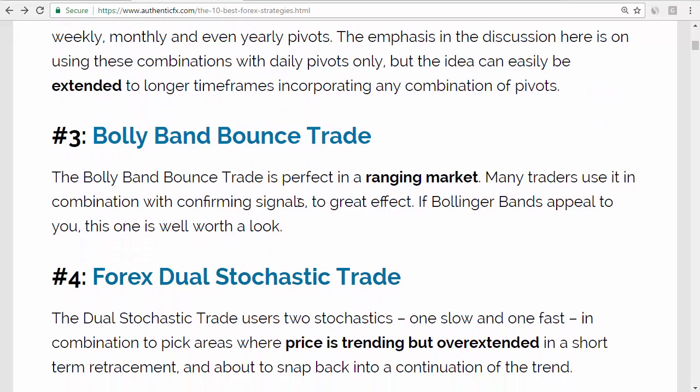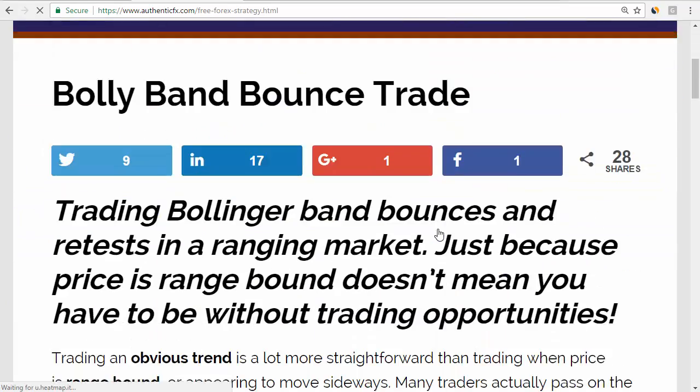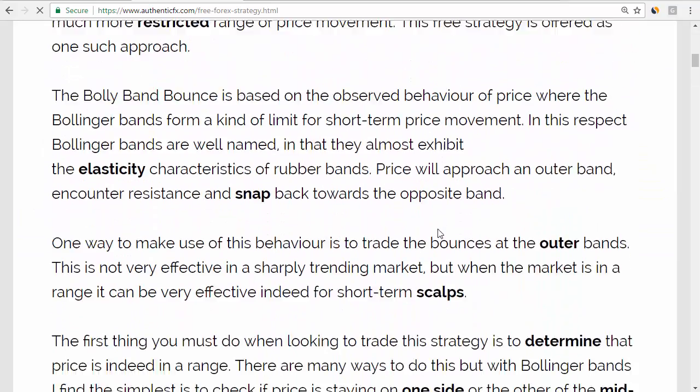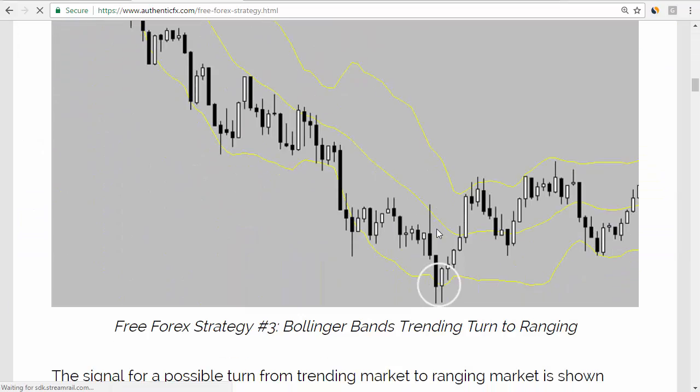Let's have a look here. Bolly band bounce trade. So let's have a look at that one. If we scroll through here, I won't go through all the details, but the long and the short of it is, you can see here, right? The Bollinger band gets broken, and we've got a bit of a tweezer pattern happening here. But then you can see it gets broken here, and it gets broken here, and these aren't going to be winning trades if you go in for a long.